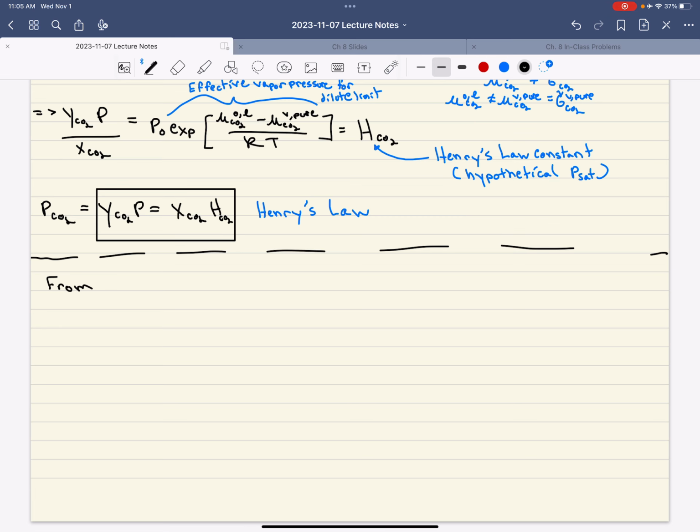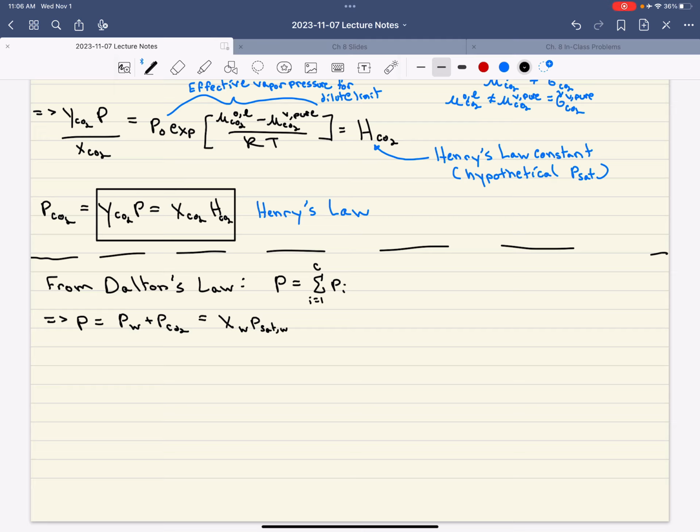And so one of the other equations that you learned about in MEB1 is Dalton's law, which just says that the total pressure in the vapor phase is equal to the summation of the partial pressures of each species. Okay? All right, and so that means that our total pressure is equal to the partial pressures of water and CO2. And from Raoult's and Henry's law, we can relate those partial pressures to the liquid phase mole fractions.